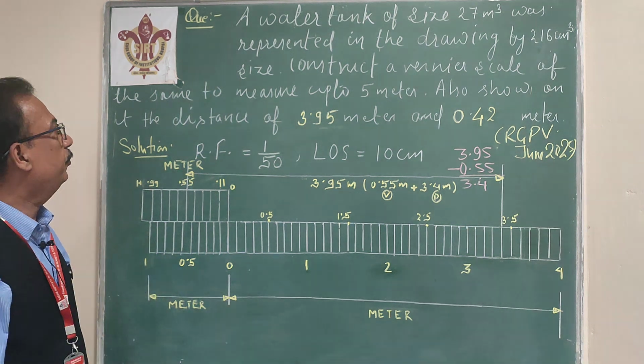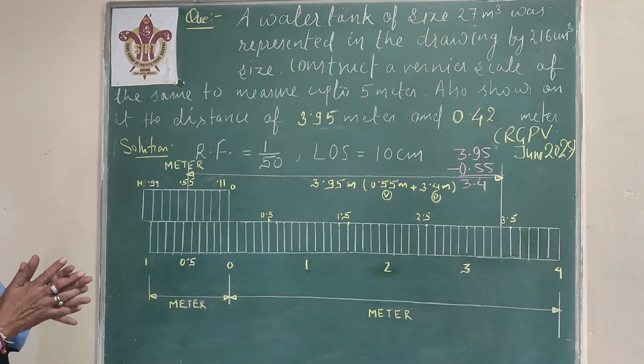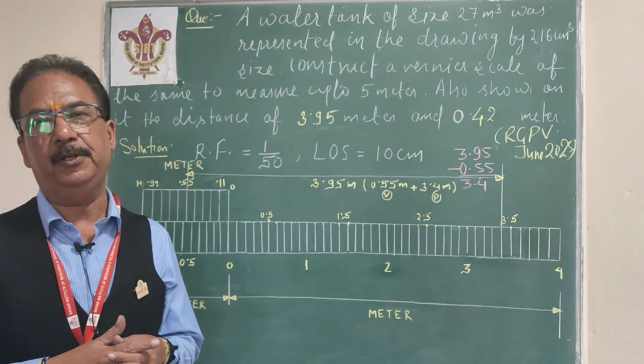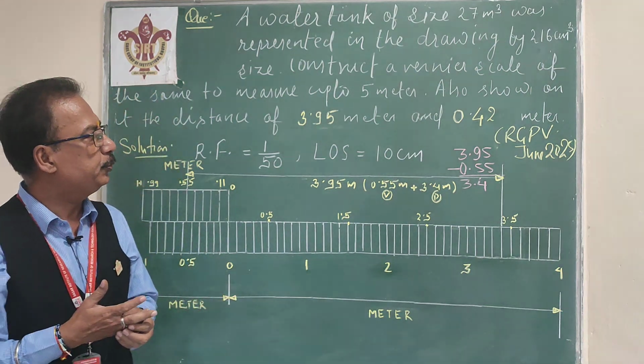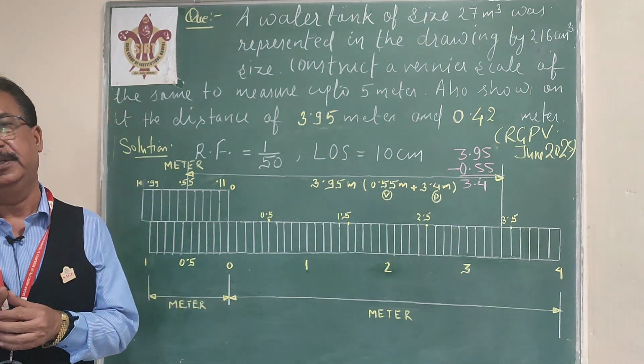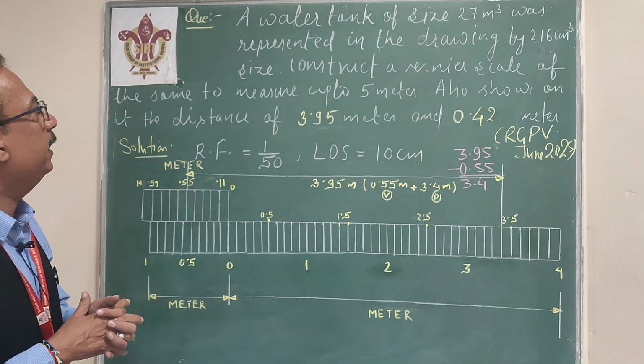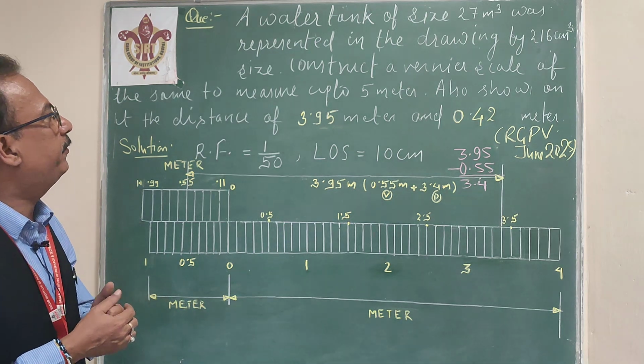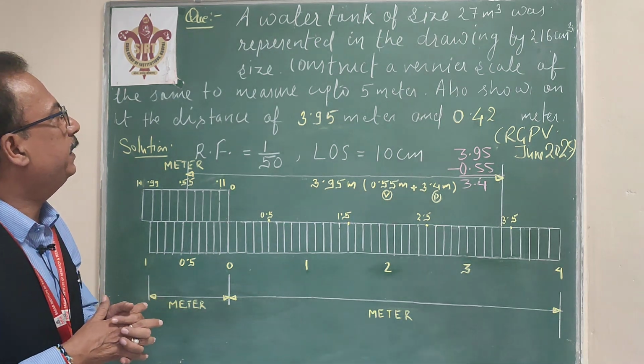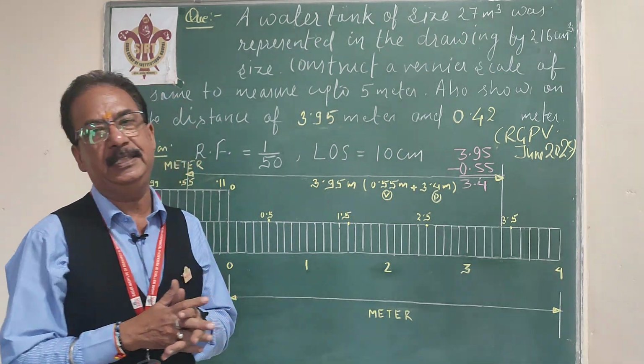So hello students, here I am with another problem on vernier scale. This problem was asked last time in the RGPV June 2025 examination. The problem goes like this: a water tank of size 27 meter cube was represented in the drawing by 216 centimeter cube.